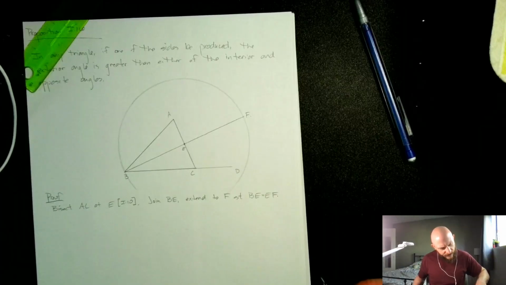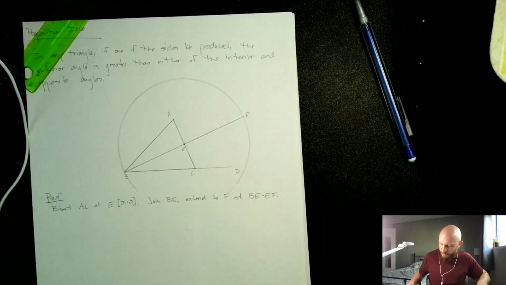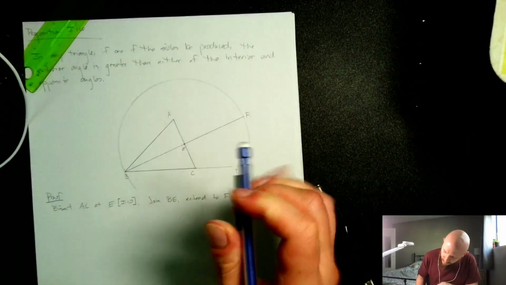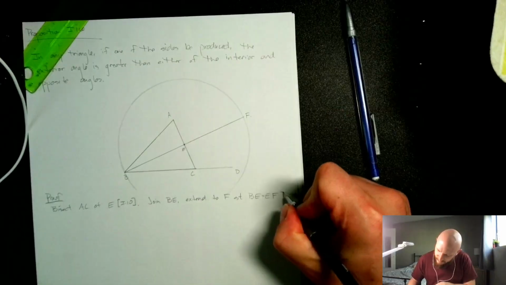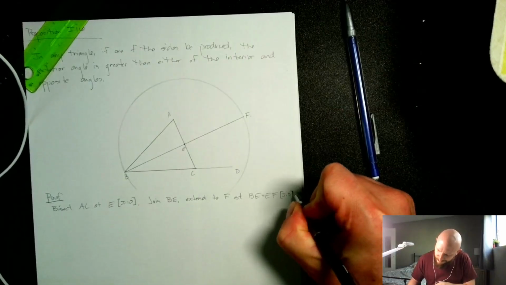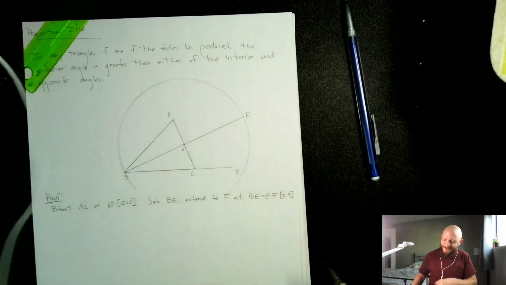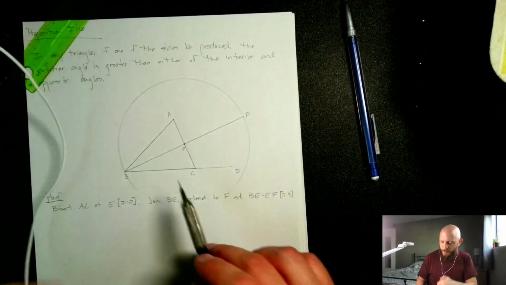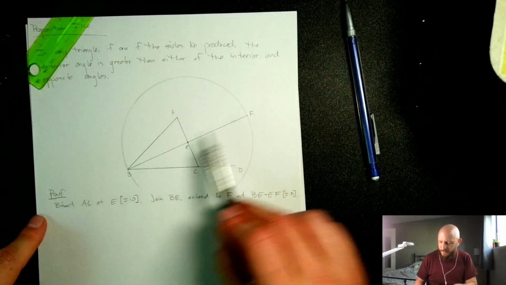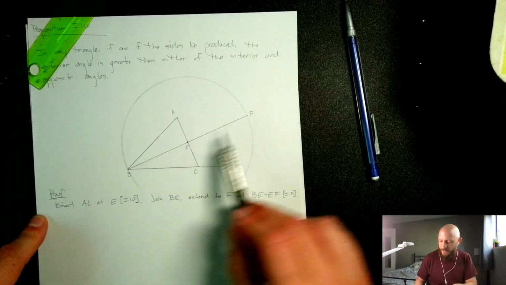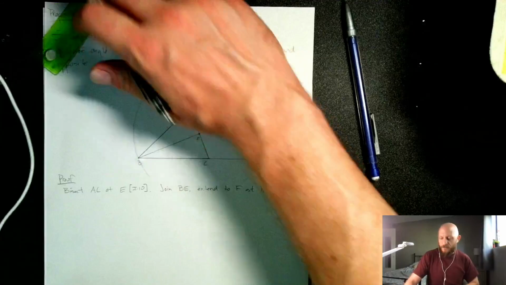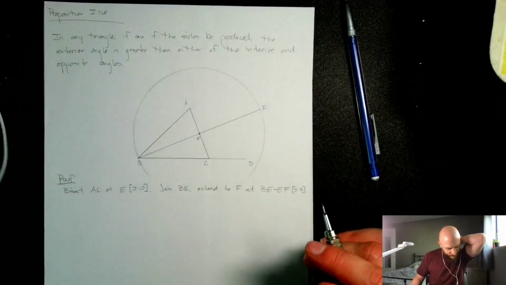So join BE and extend to F such that BE equals EF. Let EF be made equal to BE. That was proposition 3. Although the way I just did it is by making a circle: BE can be made equal to EF by making a circle centered at E with radius BE and seeing where it intersects the extended line. But for the rigor, it's proposition 3 that allows us to make BE equal to EF.